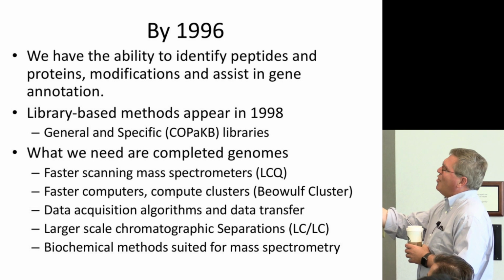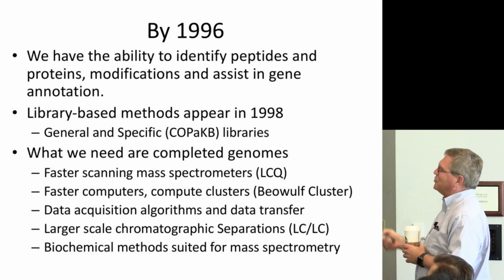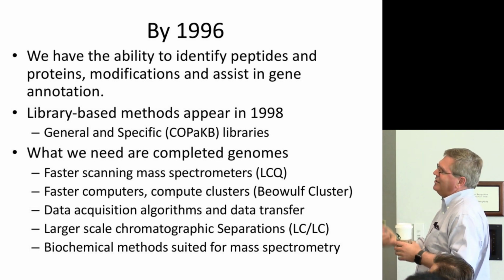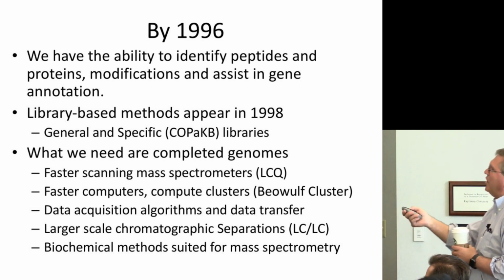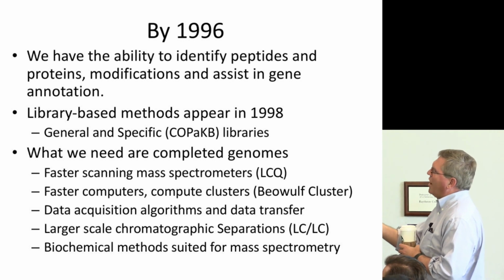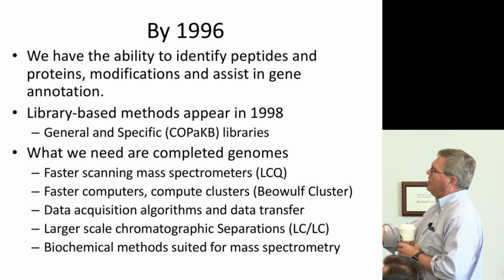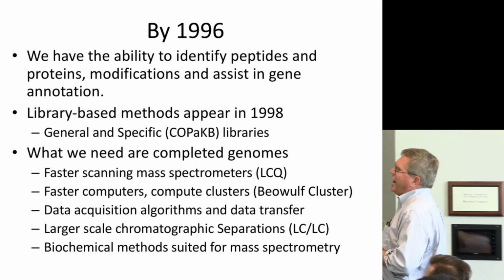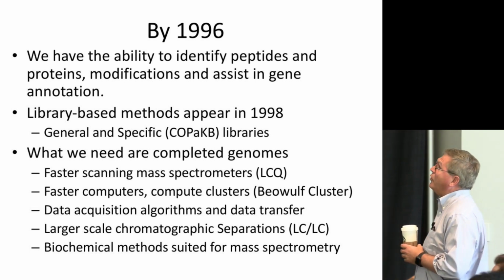Faster computers. One of the things that we did in the mid-'90s was we built a Beowulf cluster, which was fun. Rather than buy an actual computer with 4 processors in it, we just built a Beowulf cluster because it was much cheaper and also much more fun to do that. Data acquisition algorithms and data transfer, large-scale chromatographic separations. So we started dabbling in LC-LC, and then we have to do biochemical methods suited for mass spectrometry. So lots of things to do.